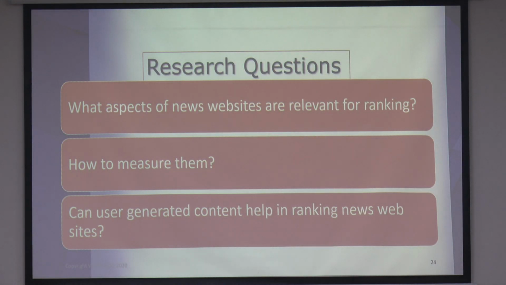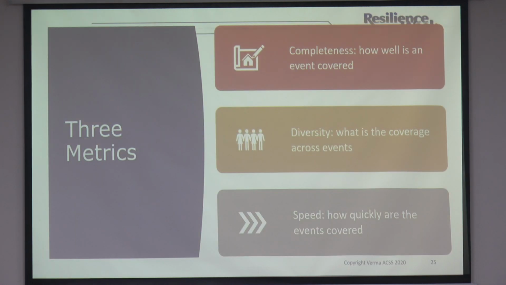And we said, can user-generated content help with that, right? So first of all, what are the aspects of news websites that are relevant for ranking them? How to measure these aspects? And then finally, can user-generated content help in ranking the news websites? So we devised 3 metrics for looking at various aspects of the news websites.